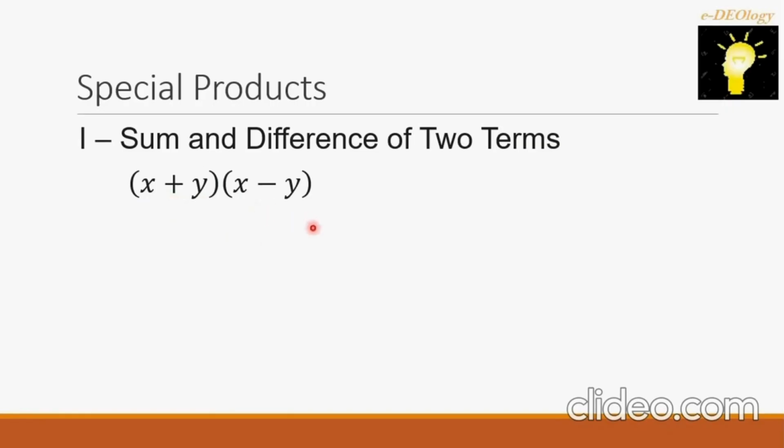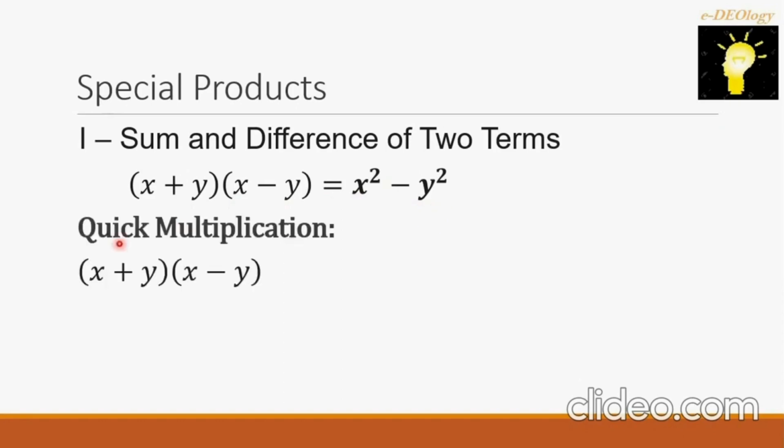So according to the rule, the answer here is the first term, x, which we will square, and then minus, and that is always minus, the second term, y, which will be squared. Let's have a quick multiplication for this: x plus y times x minus y.